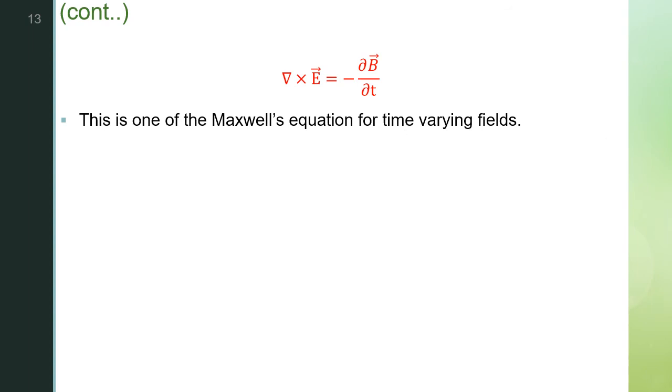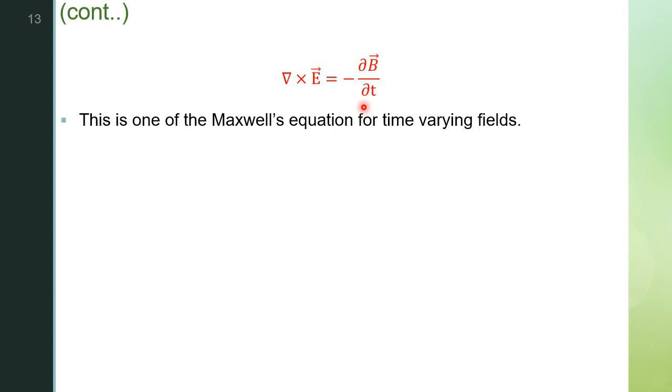One of the Maxwell's equations for time varying fields is given by del cross E equal to minus dou B by dou t, which is different from the Maxwell's equation for static field, which is given by del cross E equal to 0. We got del cross E as 0 for a static field because there is no dependence on time for a static field. So the rate of change of field with respect to time will be 0.